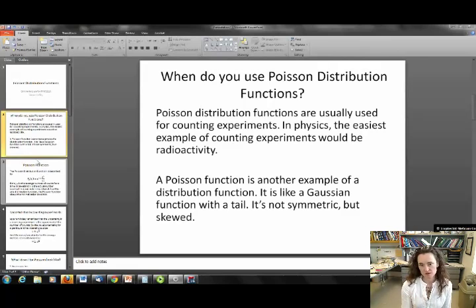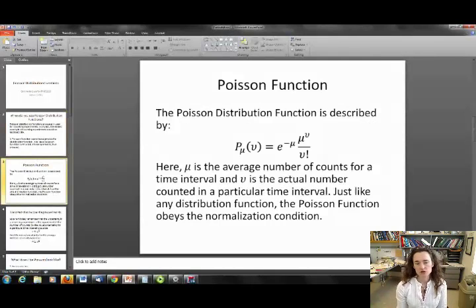So a Poisson function is just another example of a distribution function. It's like a Gaussian function with a tail. It's kind of skewed. It's not symmetric. It's got a long tail off to one side. And depending on what the values are, it might be slightly truncated, and I'll show you examples of that in just a second. So here's what the Poisson distribution function looks like.